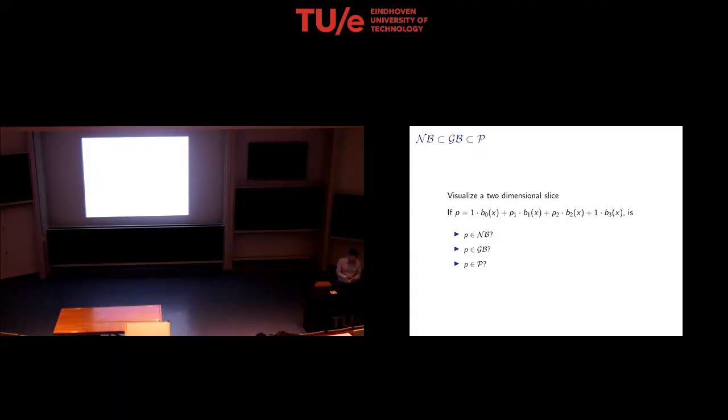So again, for the purpose of this section of the talk, we're just looking at cubic polynomials. Cubic polynomials have 4 parameters, and we want to look at 2-dimensional pictures. So we pick a 2-dimensional slice that makes sense. We fix the first and the last coefficient to be 1, and we let the P1 and P2 vary. And we ask the question, is P in NB, is P in GB, or is P in curly P? Again, NB is non-negative Bernstein, GB is our new condition, geometric Bernstein, and curly P is just the non-negative polynomials.